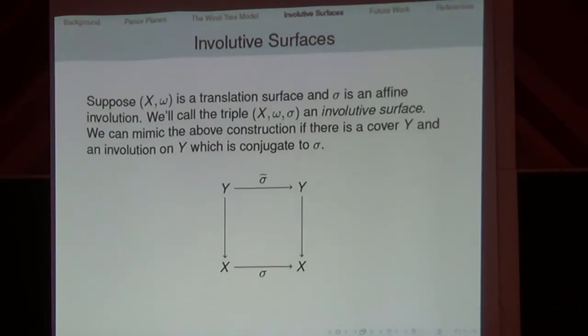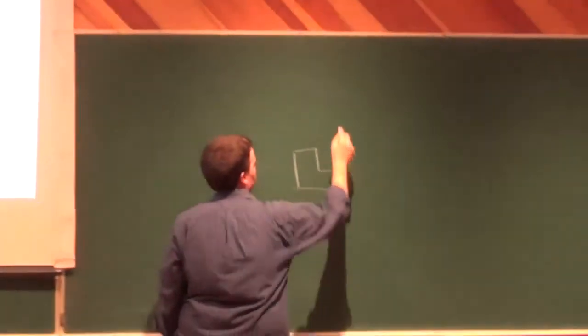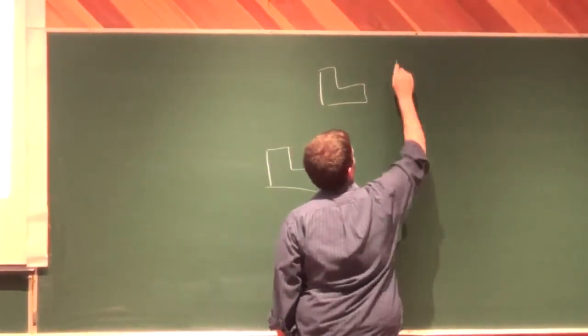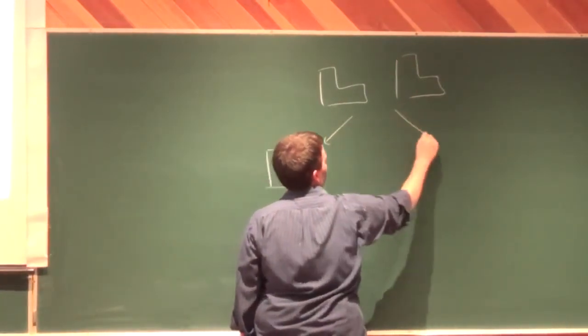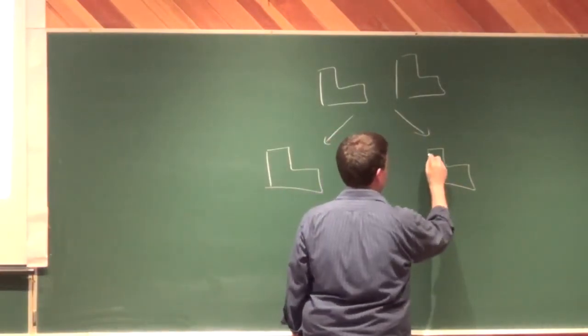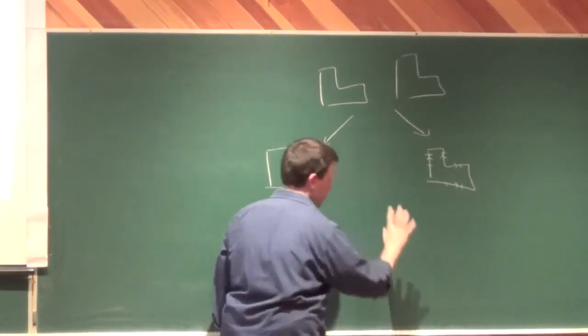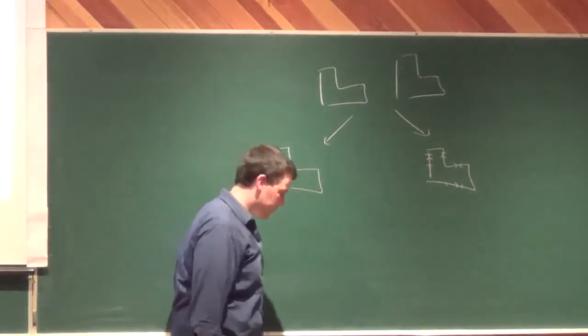Okay. So let's say that we have a translation surface and it has an affine involution that's not an automorphism, it's not a translation. I'll call that an involutive surface. And to mimic that construction from earlier, where you took the regular translation L, you looked at a double cover, and then taking the quotient by some involution, you got a folded L. Can I repeat the same sort of process for other surfaces?